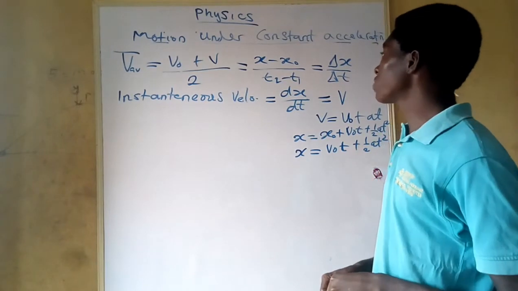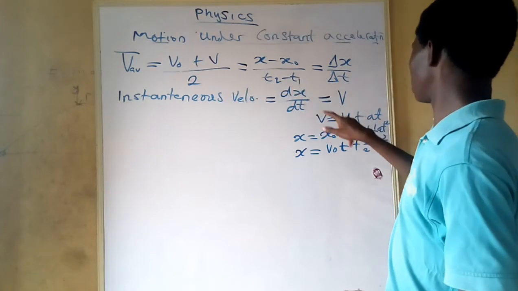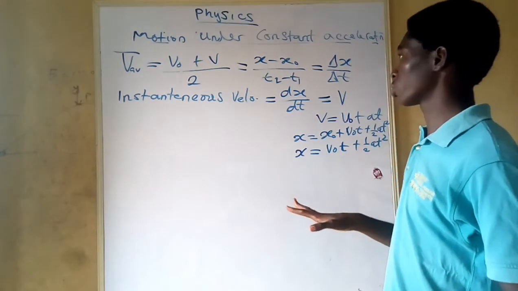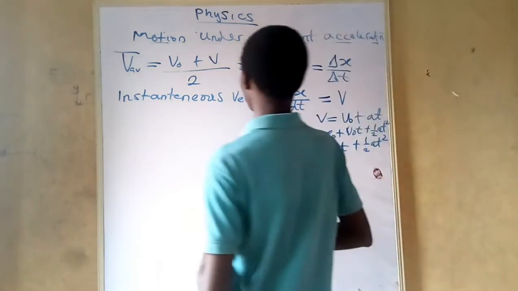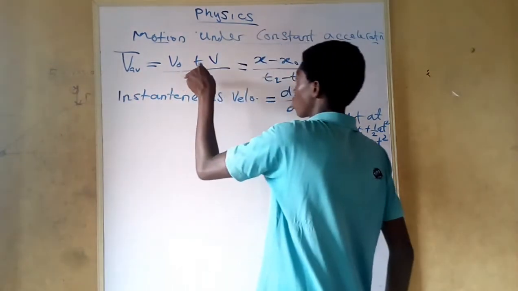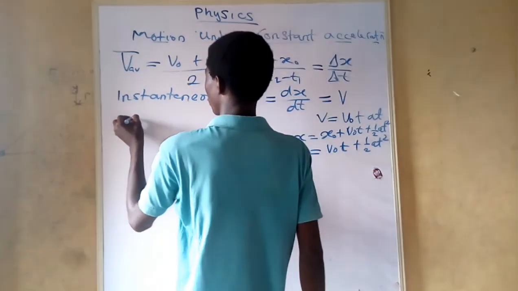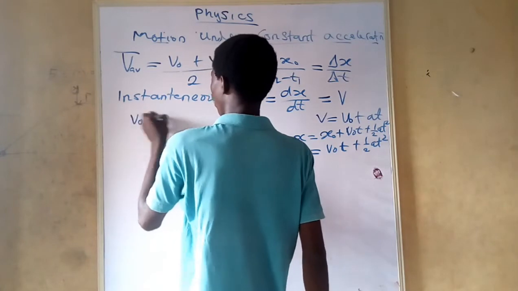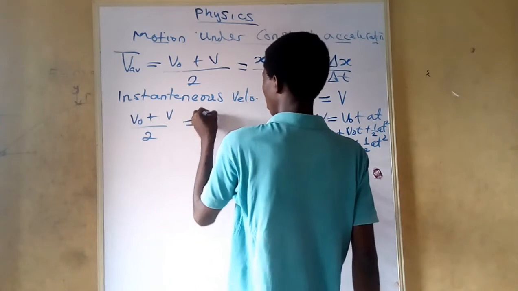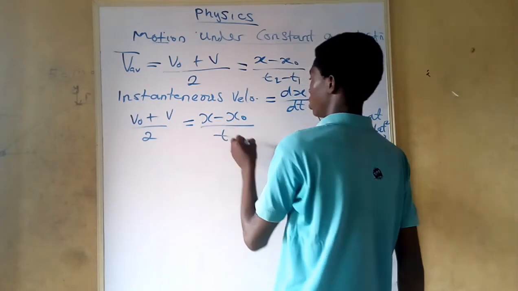Now, using this very equation, we can derive another important equation of motion, which is this. Let's take the average velocity. We know average velocity is equal to this and is equal to this. So we are going to equate these two. That's going to be V naught plus V over 2 equals x minus x naught over t.